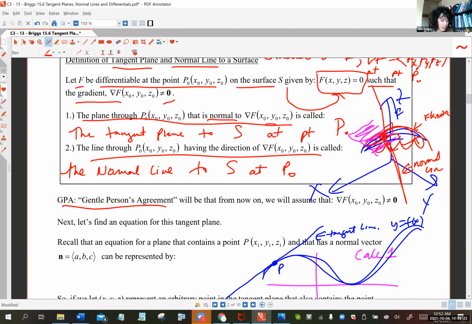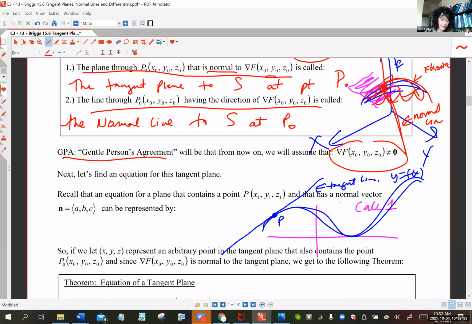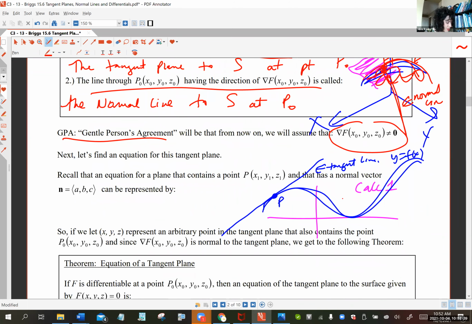So the GPA, the general person's agreement, will be from now on, just assume your del big F isn't the zero vector until later this week, because otherwise you'll not be able to get a nice tangent plane. Okay, so let's find an equation for the tangent plane. Let's do a quick review from a few weeks ago.